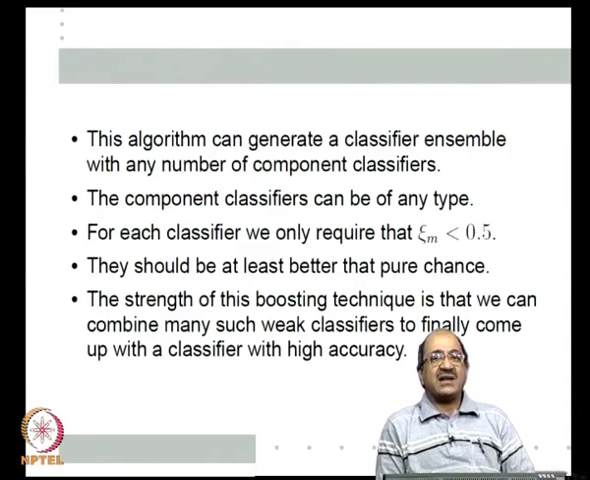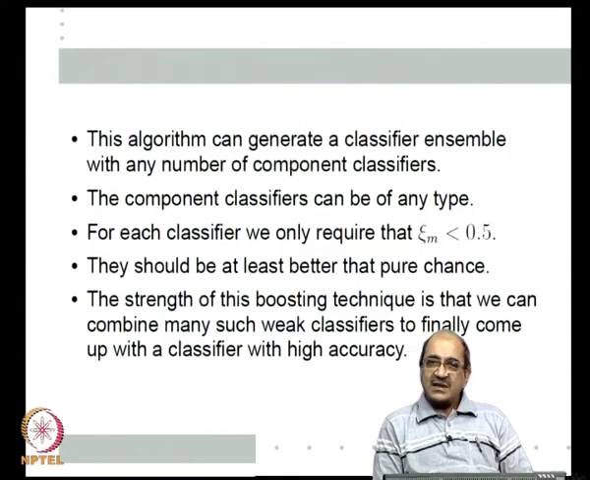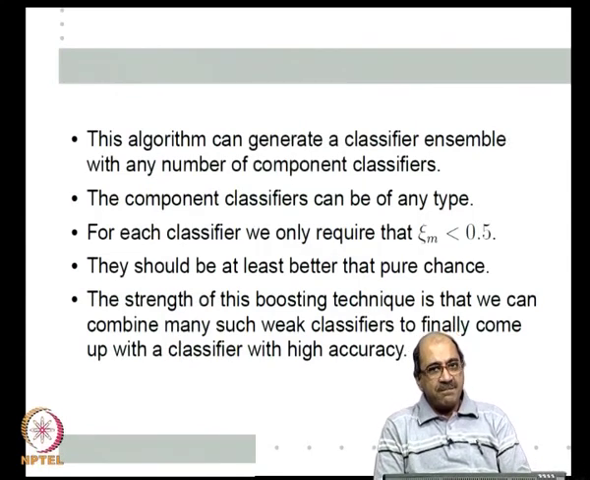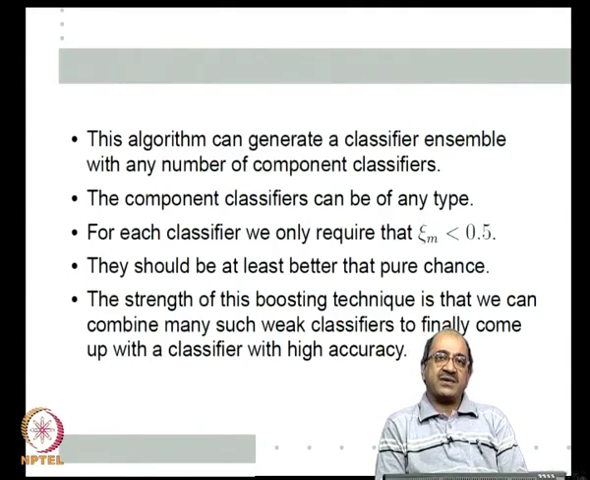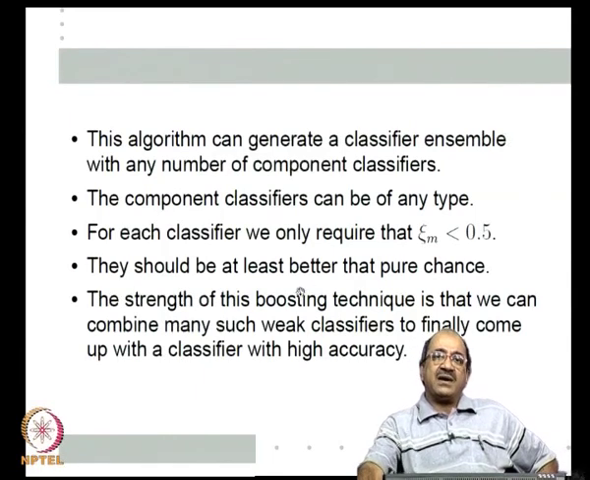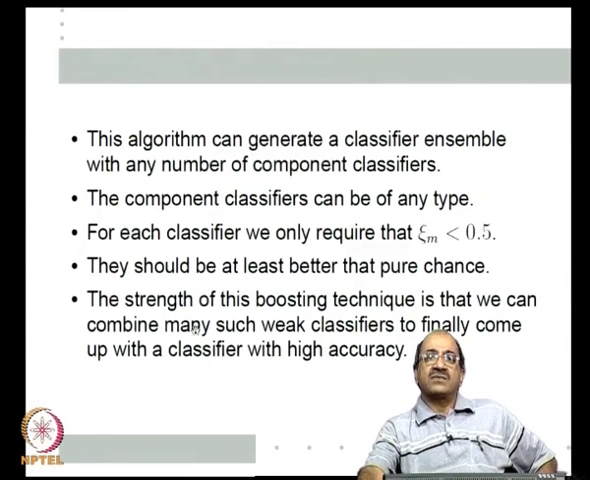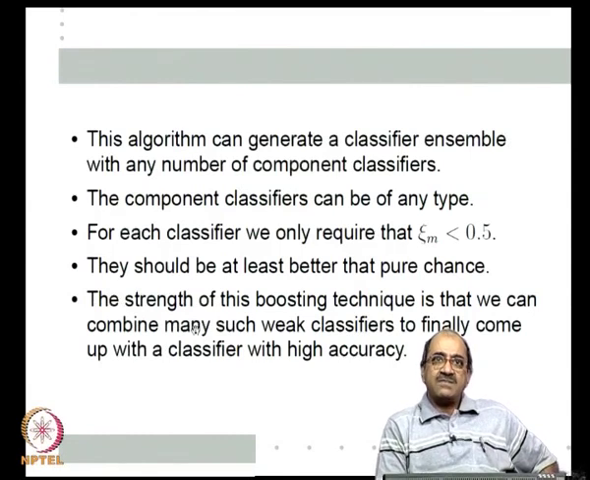Such classifiers are called weak classifiers because they can only achieve a little better than pure chance guessing, but that is good enough. If you give me many such weak classifiers, while nobody alone can get very good accuracy, if you give me 100 or 200 of them, combining them properly, I can get very high accuracy. So, the strength of AdaBoost is that it can combine many weak classifiers into coming up with a very good, high accuracy classifier.